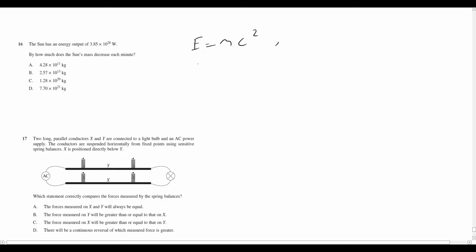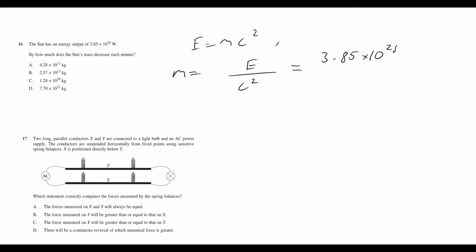So what we can say now is, rearranging for m, m is going to be equal to E over c squared. And now just quickly substituting those values in. So we'll say 3.85 times 10 to the 28 times 60, since it is a minute, and now divided by the speed of light squared, so 3 times 10 to the 8, all squared. And now just quickly putting that into your calculator, we see that the answer is going to be B, 2.57 times 10 to the 13 kilos.